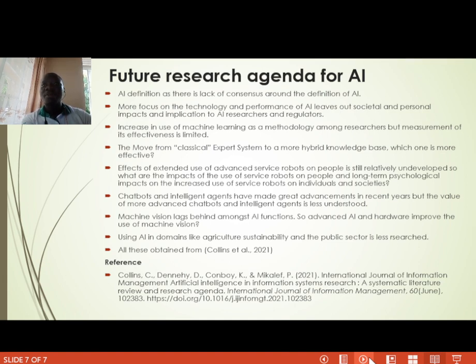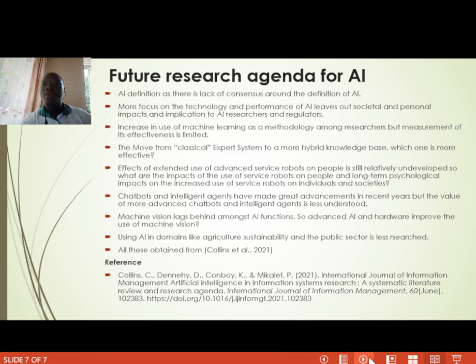Otherwise, the move from classical expert systems to more hybrid knowledge-based expert systems, how effective it is is still not known. I mean, which one is more effective is not known. So let's go and do more research there. Otherwise, the effects of extended use of advanced service robots on people is still relatively undeveloped. So, what are the impacts of the use of service robots on people, and the long-term psychological impacts of increased use of service robots is still limited, especially on individuals and societies. So you can go and do more research there.